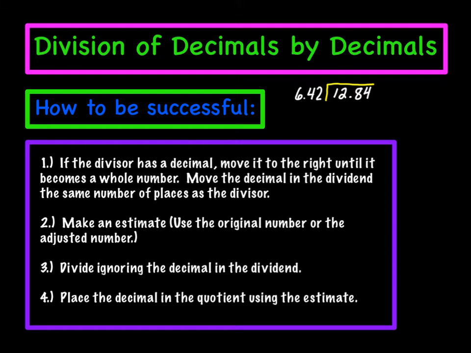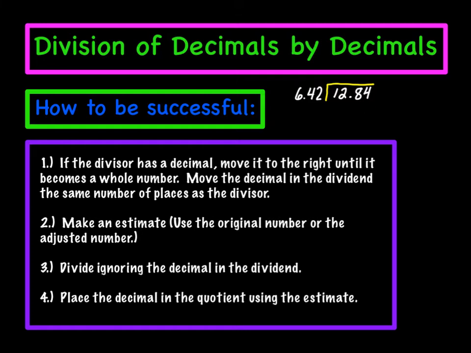Number 2 says we need to make an estimate. You may use the original number or the adjusted number. So again, looking at our problem up here, we have 12 and 84 hundredths divided by 6 and 42 hundredths. You could use that math problem, or once we adjust and move our decimals, you could estimate using those numbers.